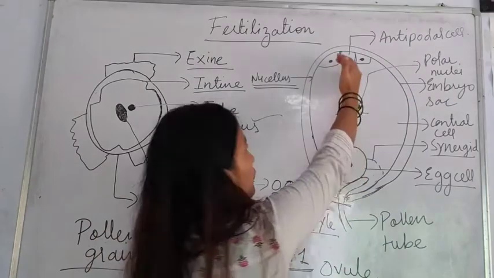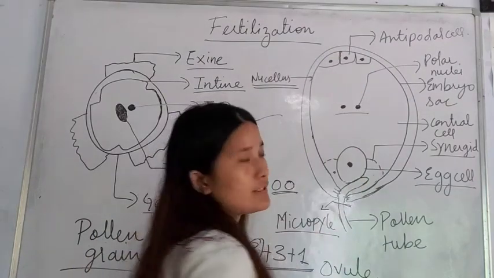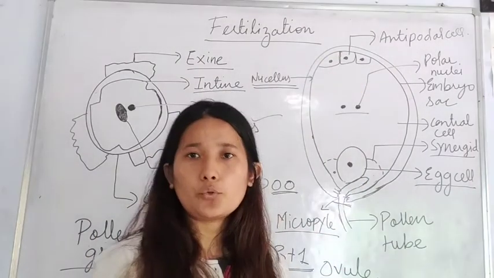Opposite to your micropylar region you also have 3 cells. Those cells are all referred to as antipodal cells.